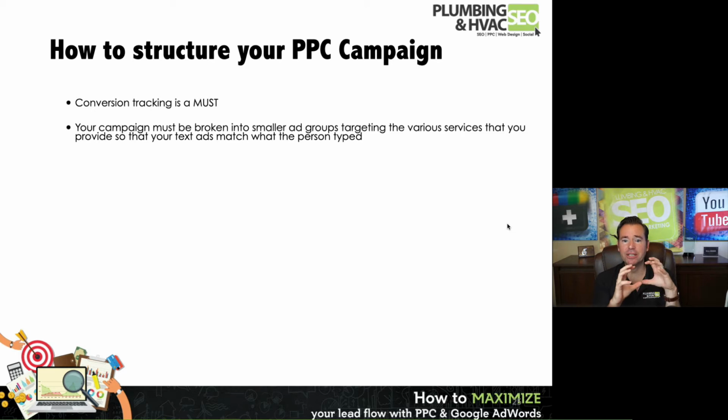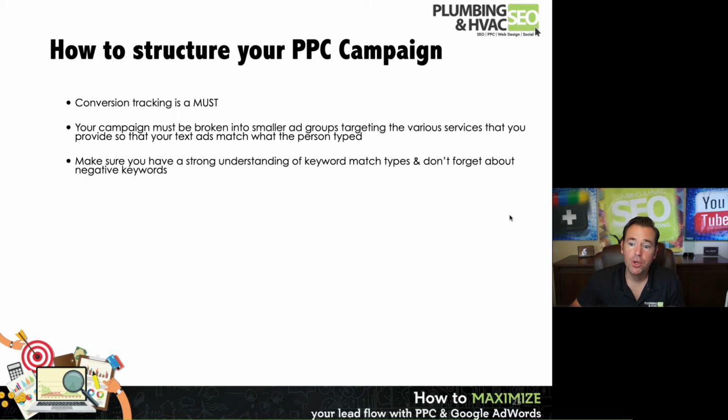The second thing is you have to make sure that you break your campaigns into smaller component groups. That way the keyword matches to the text ad and the text ad matches to the landing page. Right? When you do that, you're going to have super high relevancy, super high conversion rates, and because of that, you'll actually be able to pay less per click while maintaining the top 3 positions, right? And I do recommend you try to retain top 3 positions for the keywords that are highest conversion intent. You want to make sure that you've got a really strong understanding of the keyword match types and that you don't neglect negative keywords.